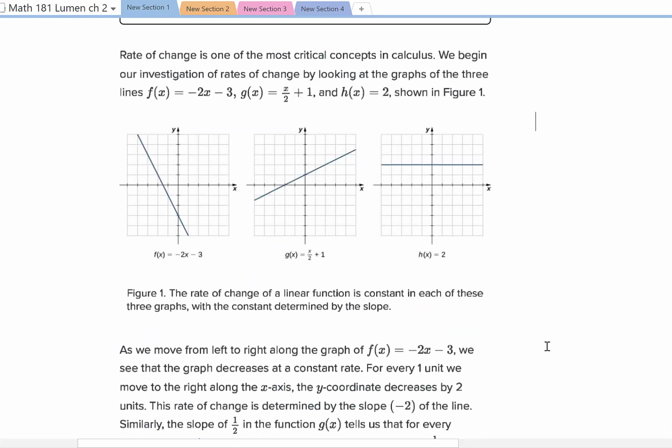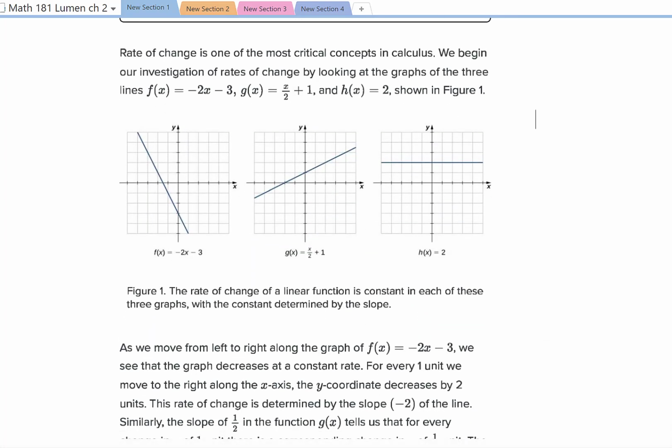Okay, so let's start by talking about lines. Rate of change is one of the most critical concepts in calculus. By the way, this is from the textbook here. We begin our investigation of rates of change by looking at the graphs of three different lines: f of x equals negative 2x minus 3, g of x equals x over 2 plus 1, and h of x equals 2.